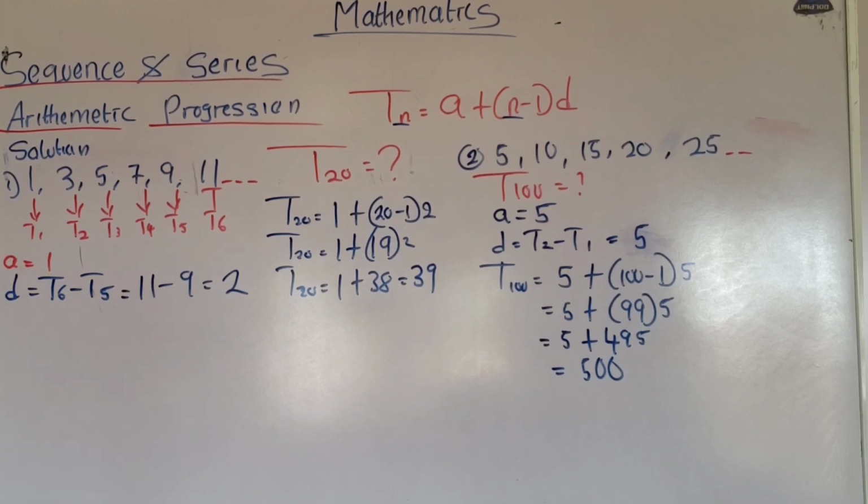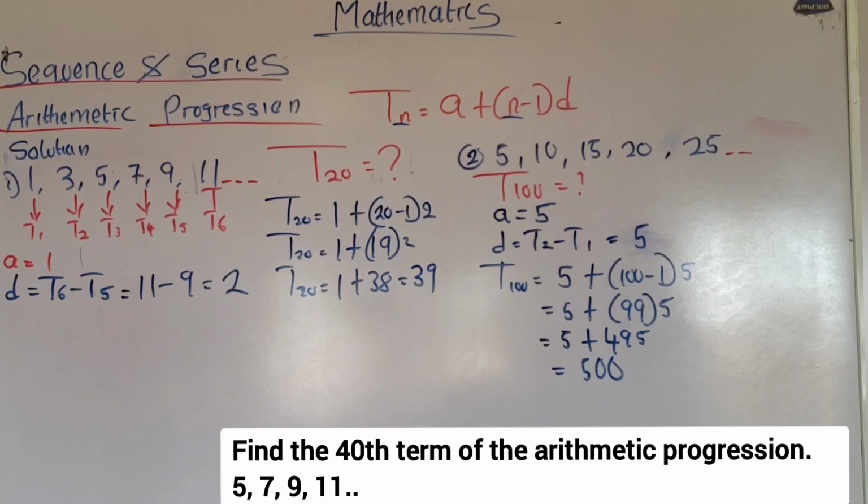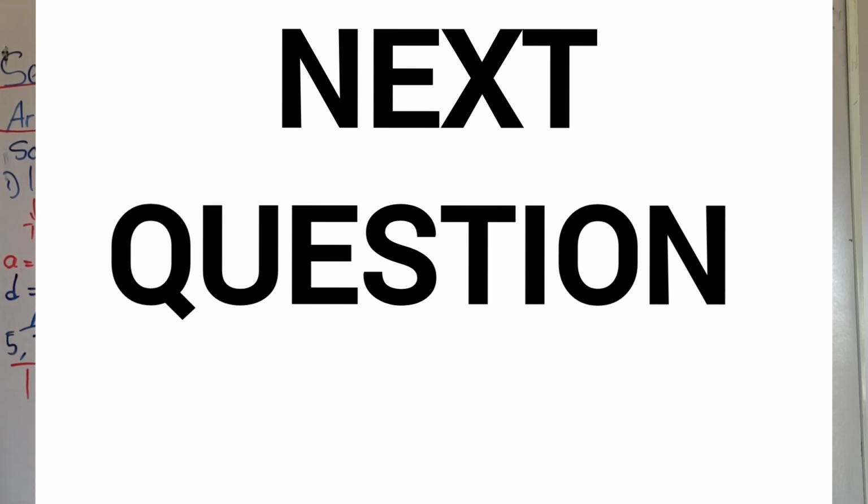So that is how to calculate the nth term of the terms in our arithmetic progression. Let me give you an assignment. Calculate the 40th term of this arithmetic progression: 5, 7, 9, 11. So what we are looking for here is T40. That is an assignment for you. When you are done, drop the answers in the comment section.